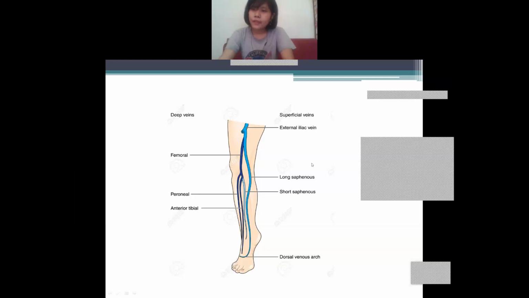Deep veins and superficial veins. Uh-huh. No, I mentioned the names of two veins in the superficial veins, right? I mentioned the names of two veins, didn't I? No. Okay, it's okay.